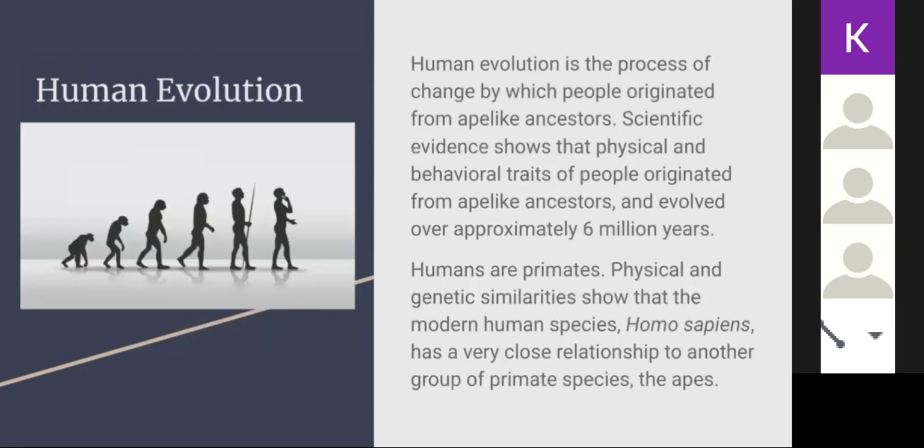Human evolution is a process of change by which people originate from ape-like ancestors. Scientific evidence shows that physical and behavioral traits of people originated from ape-like ancestors and evolved over approximately 6 million years. Humans are primates. Physical and genetic similarities show that the modern human species, Homo sapiens, has a very close relationship to another group of primate species, the apes.